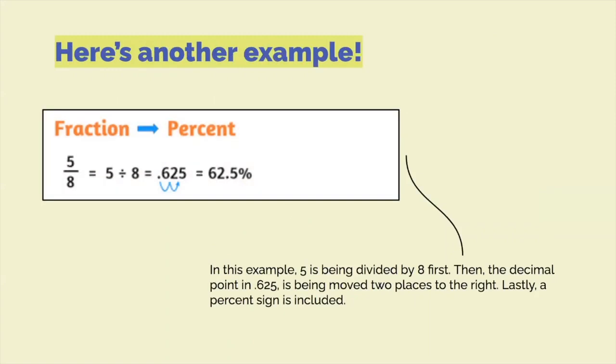Another example. In this example, 5 is being divided by 8 first. We get the decimal 0.625. Then we multiply the decimal by 100 or move the decimal point 2 places to the right to get 62.5%.